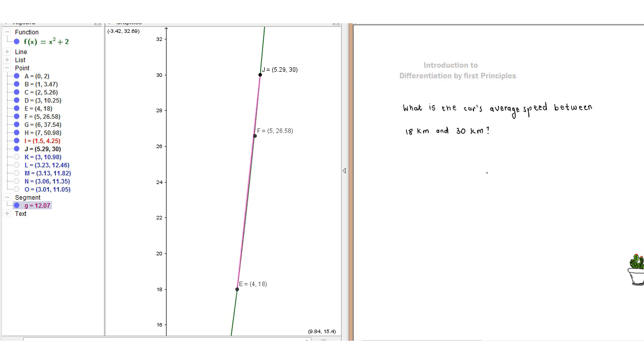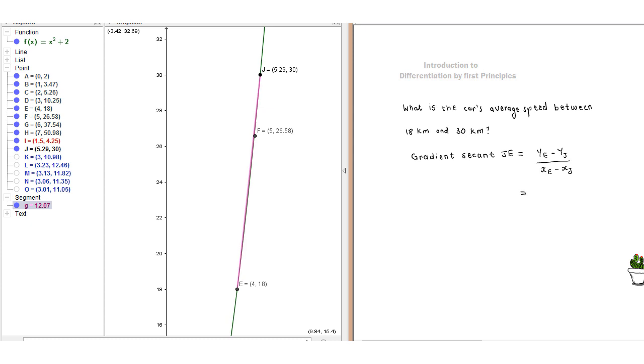And well, the average gradient is going to be given by the gradient of the secant line, and we call this a secant line because it's connecting 2 points, right? And this is going to be the secant line JE. Okay, we know how to calculate gradient. It's just a change in y, so the y value at E minus the y value at J divided by the x value at E minus the x value at J.